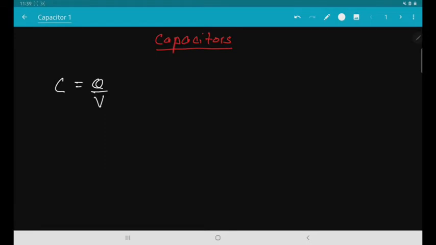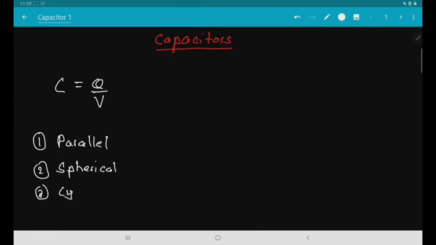So mainly we have three types of capacitors. One is the parallel plate capacitor, second is spherical capacitors, and third is cylindrical capacitors. So let us try to discuss the first one, the parallel plate capacitor.